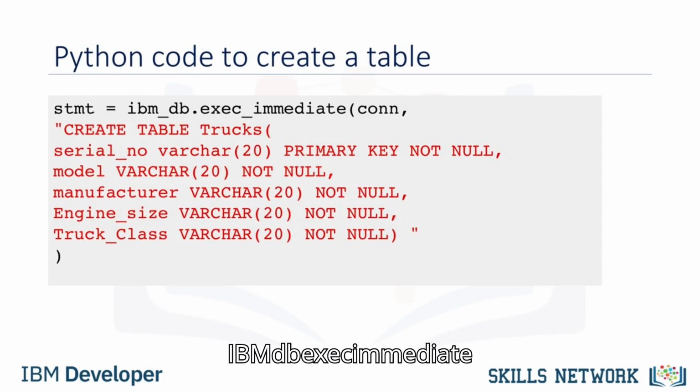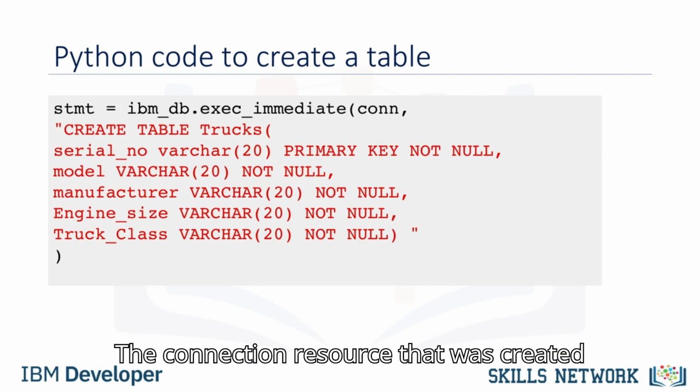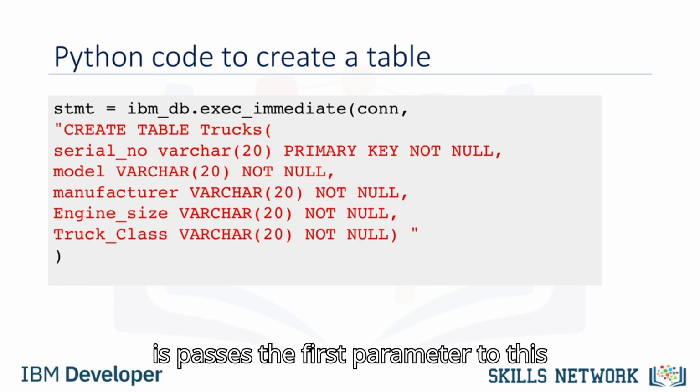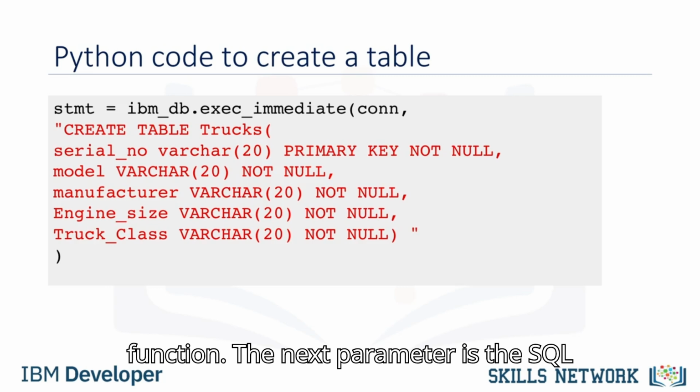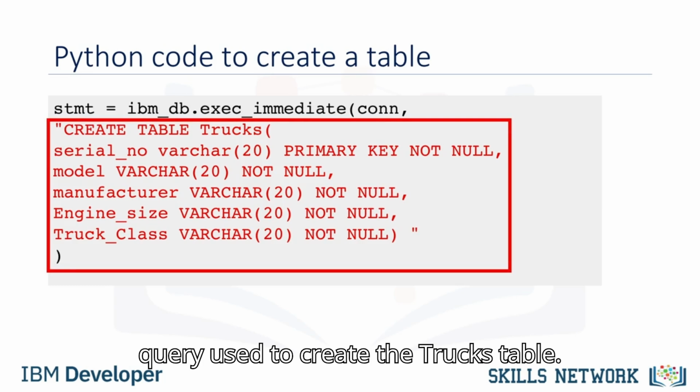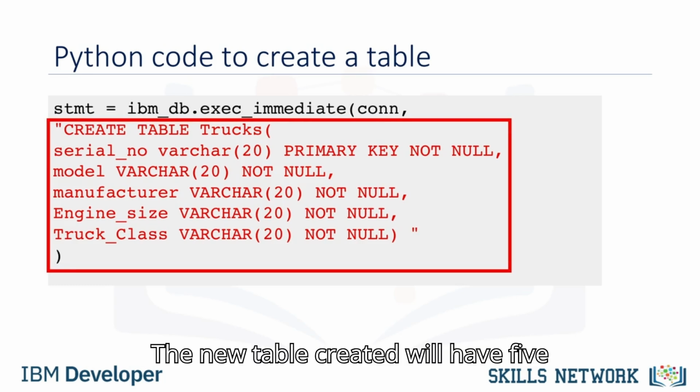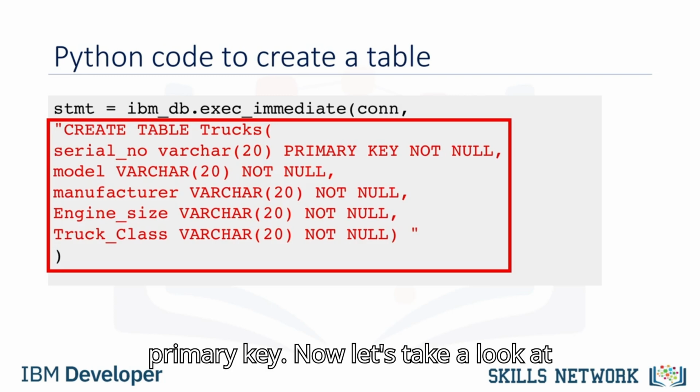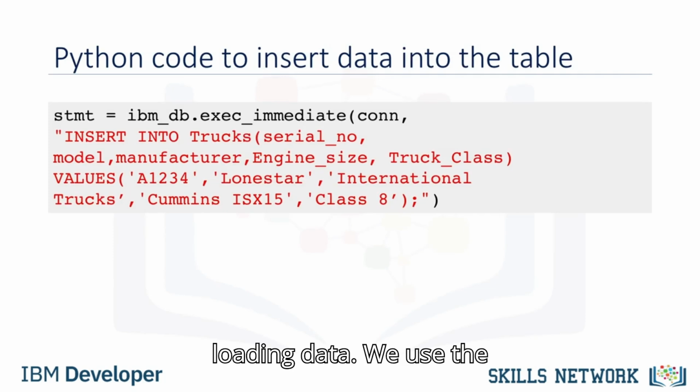We use the IBM_DB exec_immediate function of the IBM_DB API. The connection resource that was created is passed as the first parameter to this function. The next parameter is the SQL statement, which is the create table query used to create the trucks table. The new table created will have 5 columns. Serial_no will be the primary key. Now let's take a look at loading data.